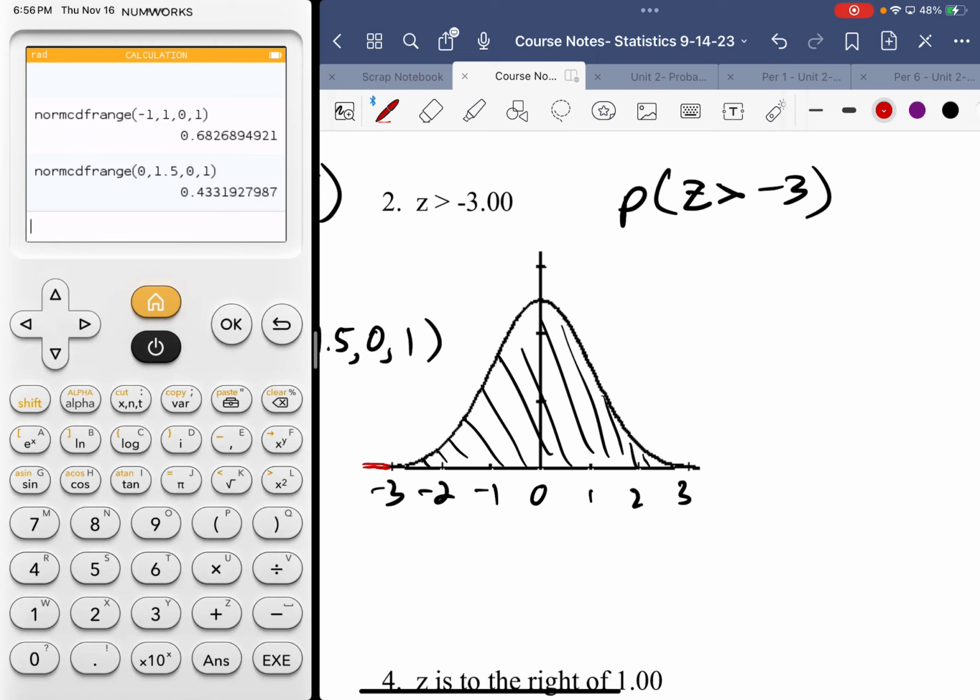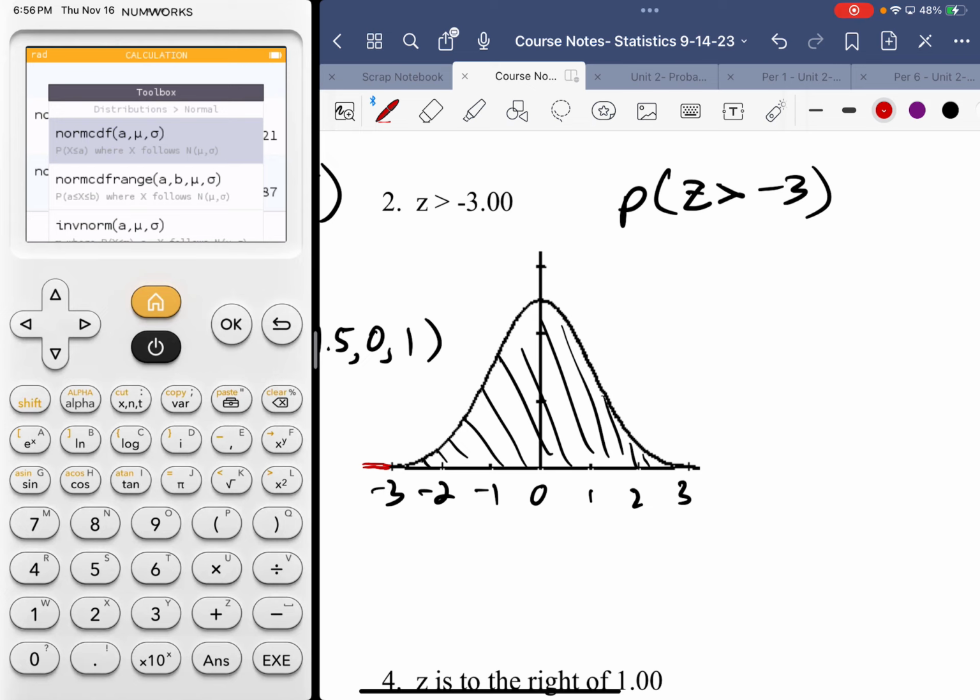But typing this in is a little tricky because my first function here is area to the left. You see how it says probability x is less than or equal to a? Well, I want to go the other way. If the total area under the curve is equal to 1, you can use the complement rule, and that is 1 minus the probability of everything we don't want. So probability that z is less than or equal to -3, in which case my a value becomes the -3. I'll show you a different way in a minute that you might like more. But this is, I guess, mathematically the most efficient way to do it, I suppose.